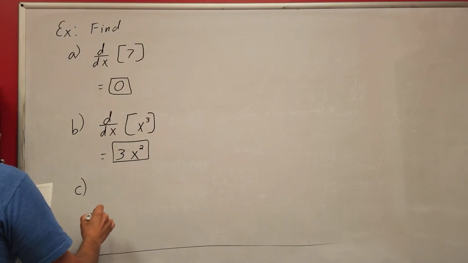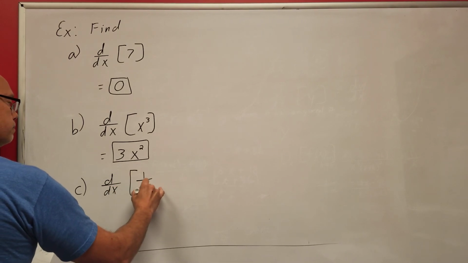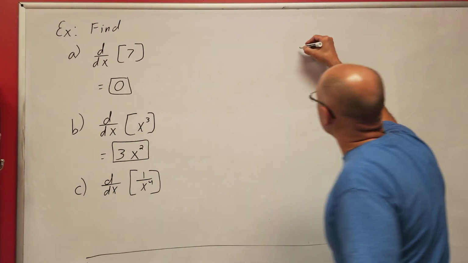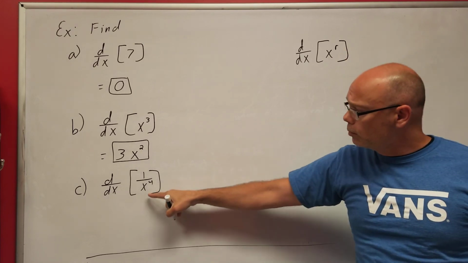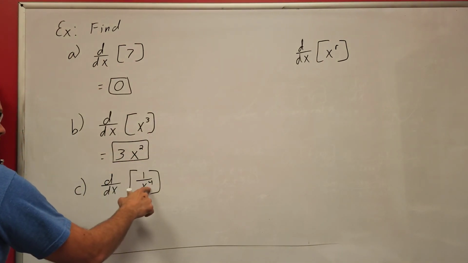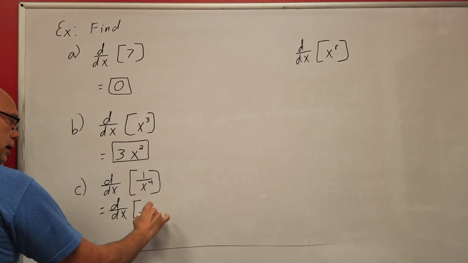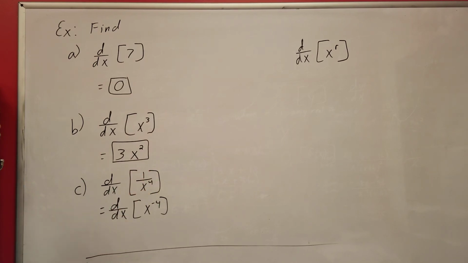How about C? What about the derivative with respect to x of 1 over x to the 4th? Well, to do this, I'm going to do a rewrite, because think about the power rule we just had. It said the derivative with respect to x of x to the r. It wasn't 1 over x to the r, was it? So I'm going to rewrite this to look more like that form. In other words, I want just x to some exponent. So I'm going to say this is the derivative with respect to x of x to the negative 4. Remember, you can bring this x up to the top as long as you put a negative in front of that exponent.